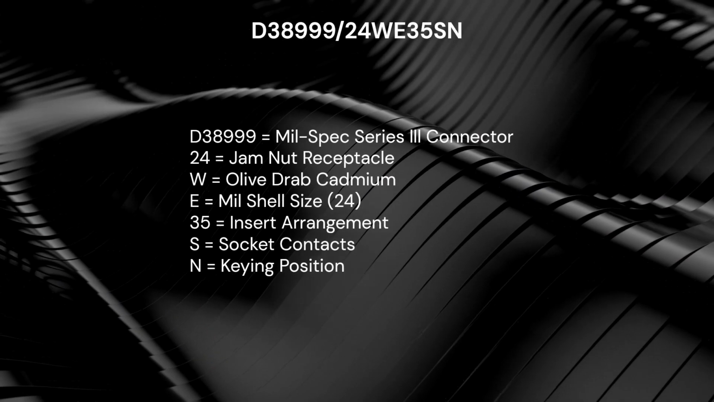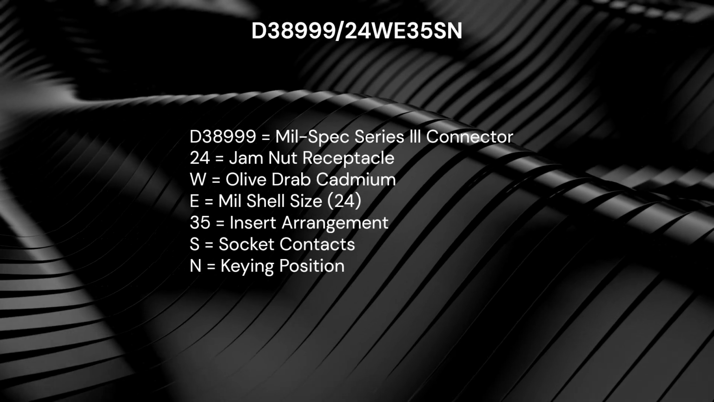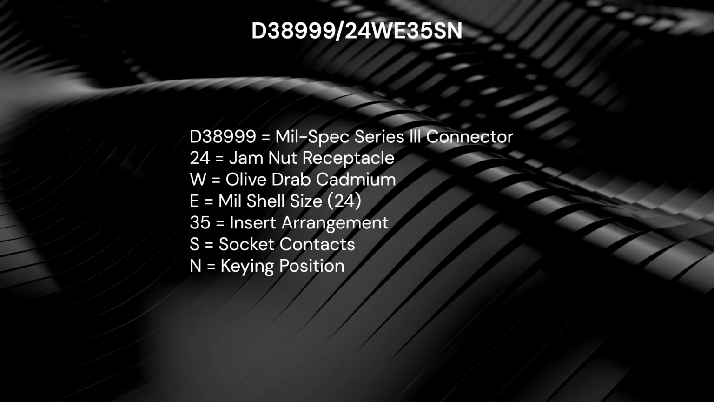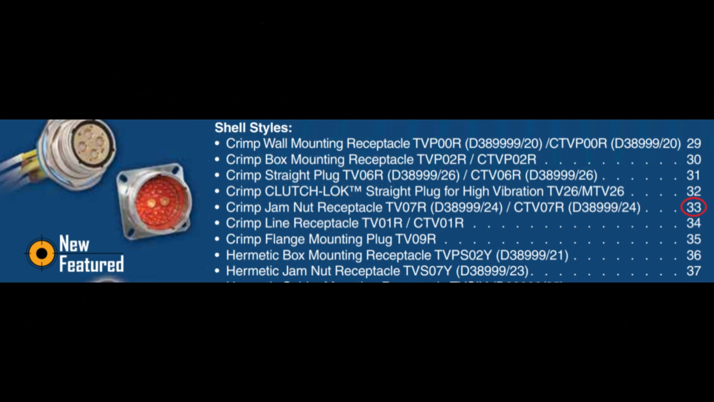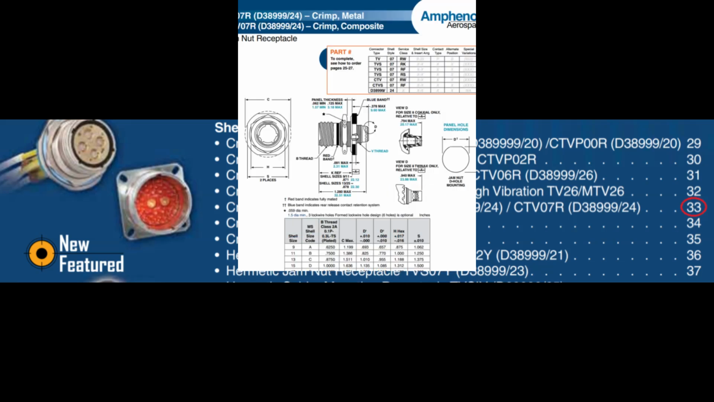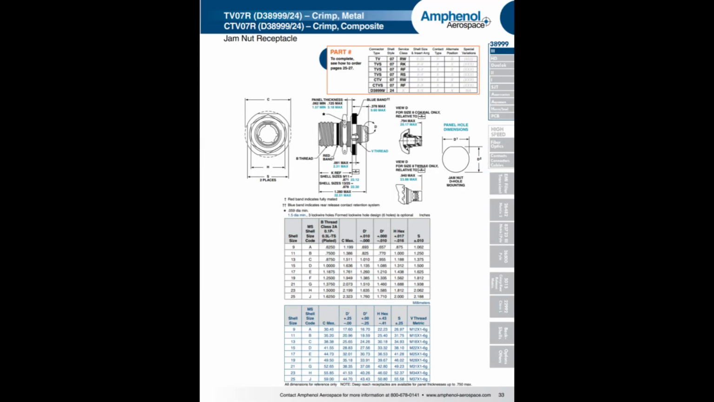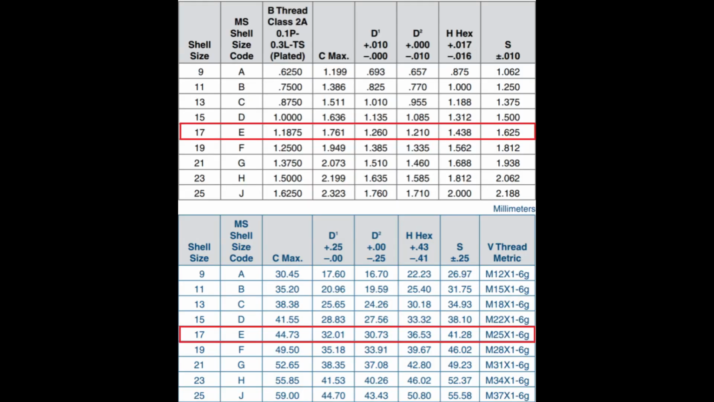By following the same how-to-order process outlined on pages 25 to 27, we can decode the second connector part number. According to the table of contents, measurements for the jam nut receptacle can be found on page 33. Since this connector has a shell size of E, we'll use the corresponding dimensions listed there.